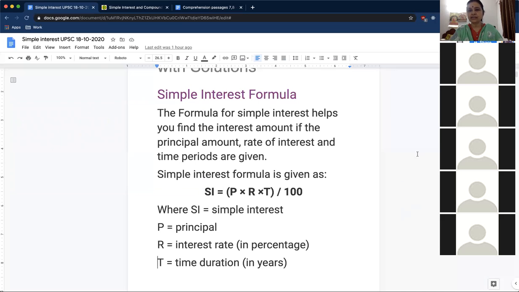Sir joined. One second, let me check the participants. Sir had joined and now he's.